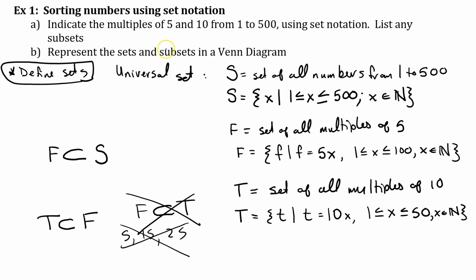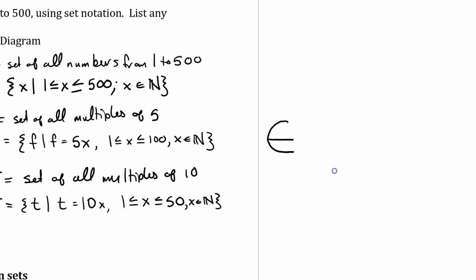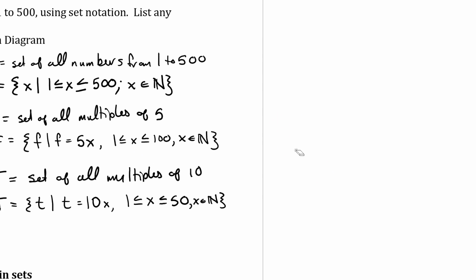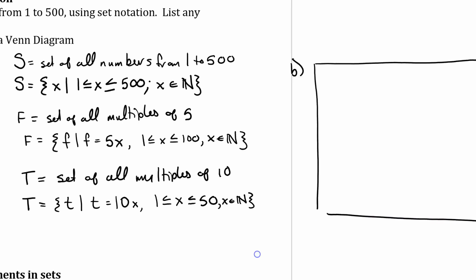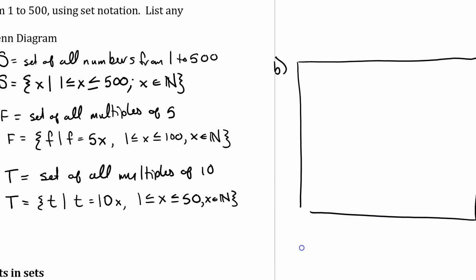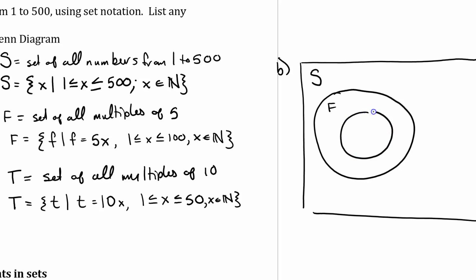So let's draw our Venn diagram. I'm just going to erase this here. So if I were to draw in this box, let's just see what all of our sets are here. We have S, and we have F, and we have T. So S belongs here. F is pretty big. And all of the elements in T are found in F.